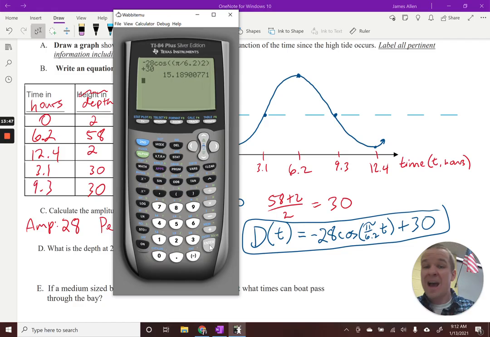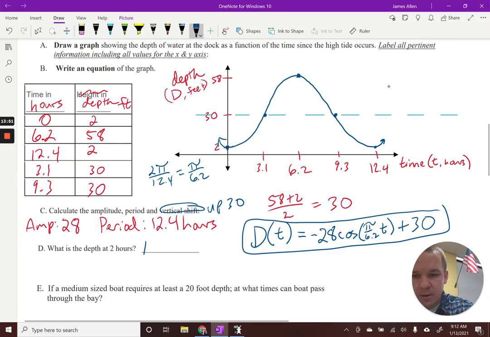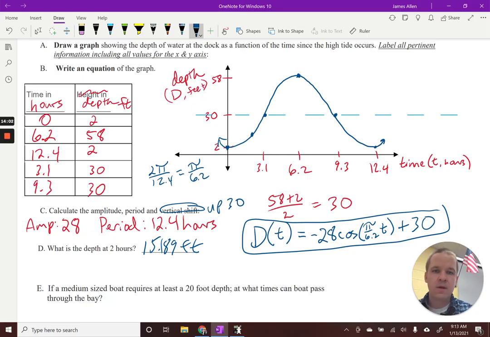15.189, so 15.19, we'll go with 15.189, sure. 15.189 feet after 2 hours, okay. So that's somewhere right around here, it looks like, yeah, right?